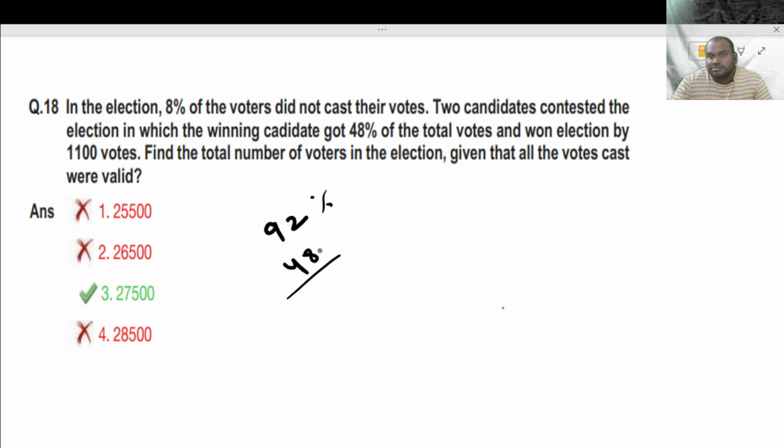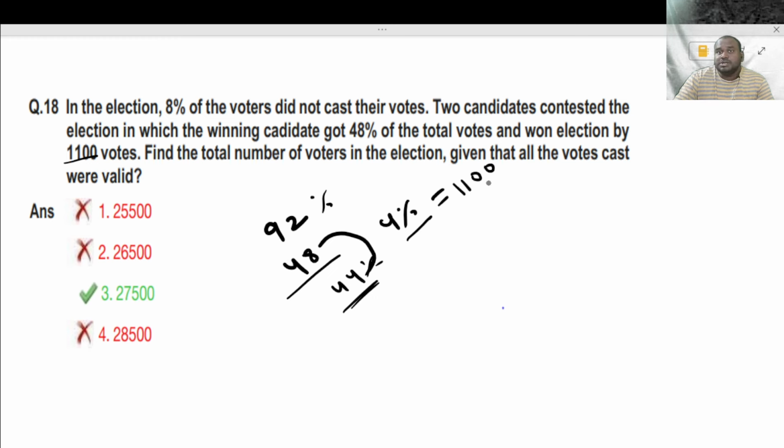Remove this 48 from this 92. 44 is remaining. Okay. So the other candidate got 44 and the winning candidate got 48%. The number is given as 1100 votes. Winning the election by 1100 means you should be getting 4% more, right? So indirectly we can find the percentage by subtracting 44 from 48, it is 4%. So 4% will become equal to 1100.